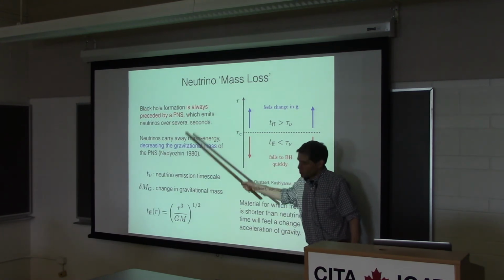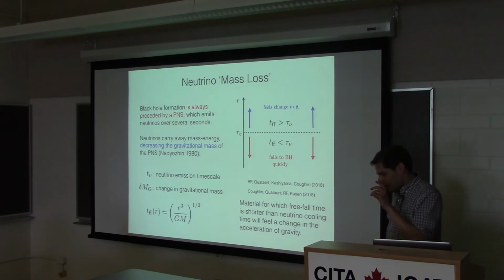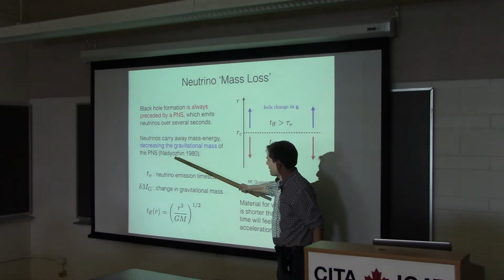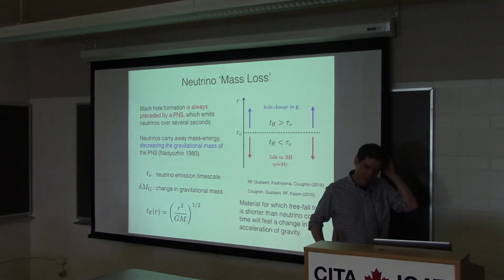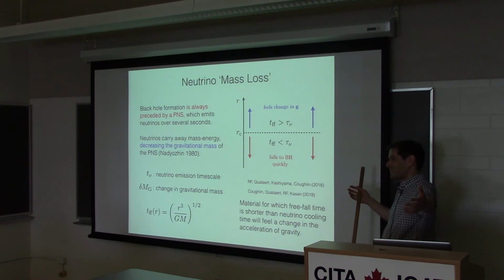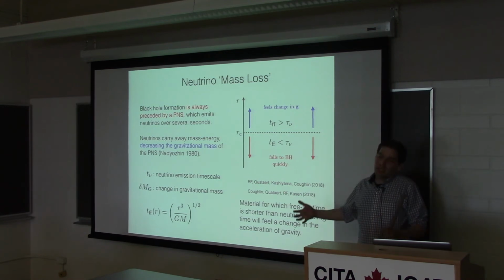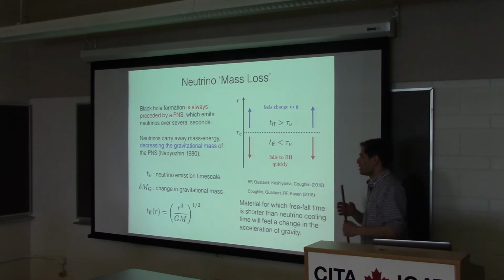During that proto-neutron star phase, some of the mass energy of the proto-neutron star is radiated away, in such a way that the gravitational mass becomes smaller than the baryonic mass. This effect was first identified by Nadezhin in 1980. What that means is that the outer layers of the star feel that the acceleration of gravity drops because a little bit of the mass energy was lost to neutrinos. And so when you were in hydrostatic equilibrium and suddenly the gravity is smaller, you have an excess of pressure, and the star just launches a pressure wave.